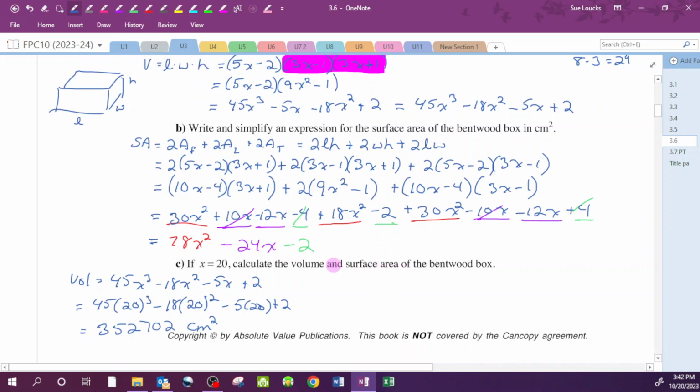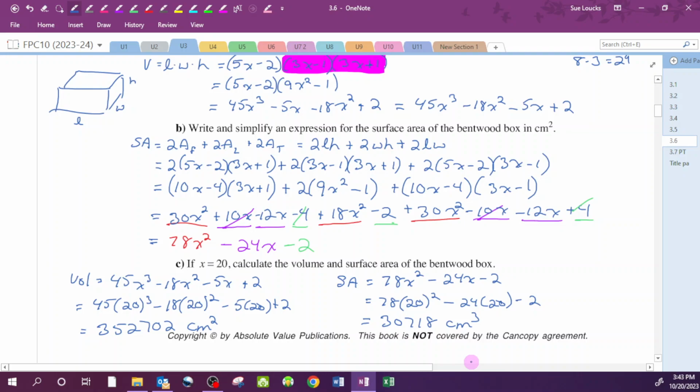Let's do the surface area now. So we've got surface area equals 78x squared minus 24x minus 2. So that's 78 times 20 squared minus 24 times 20 minus 2. So that equals 30718 centimeters cubed.